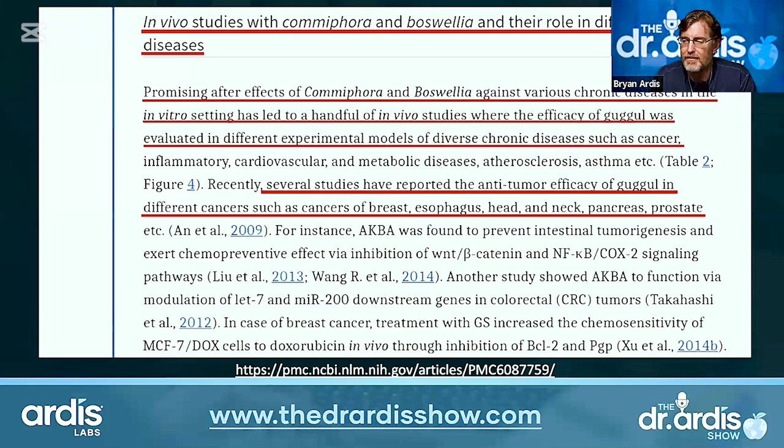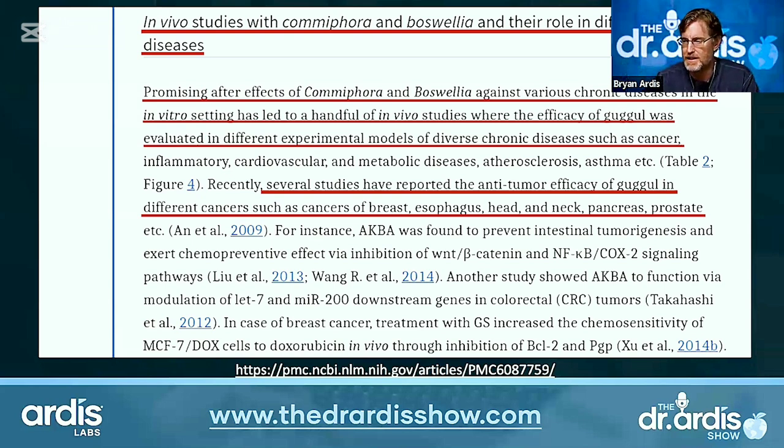Promising after effects of Commiphora and Boswellia against various chronic diseases in the lab setting has led to a handful of in-the-body studies where the efficacy of Guggul was evaluated in different experiment models of diverse chronic diseases such as cancer, inflammatory, cardiovascular, metabolic disorders, arthritis, asthma, and atherosclerosis. Several studies have reported the anti-tumor efficacy of Guggul in different cancers, such as breast cancer, esophageal cancer, head cancer, neck cancer, pancreatic cancer, and prostate cancer.